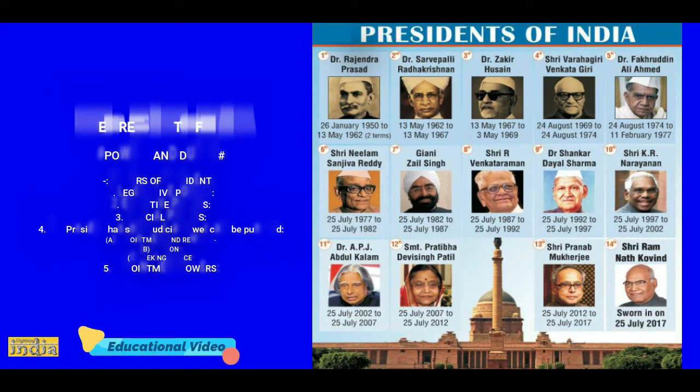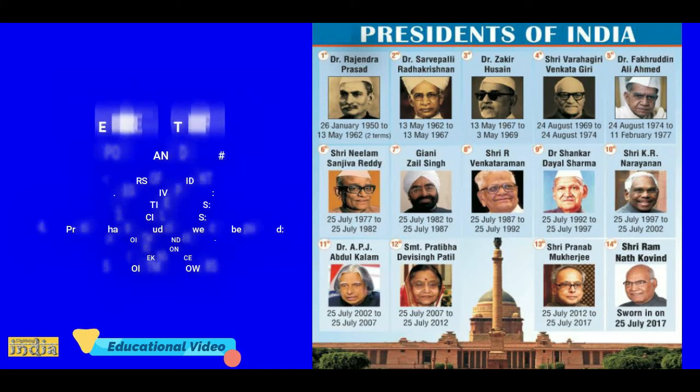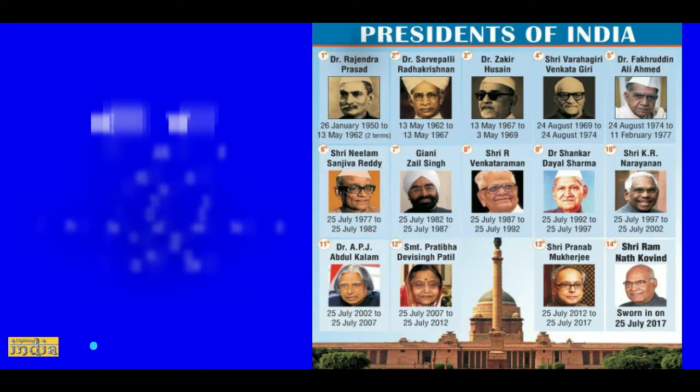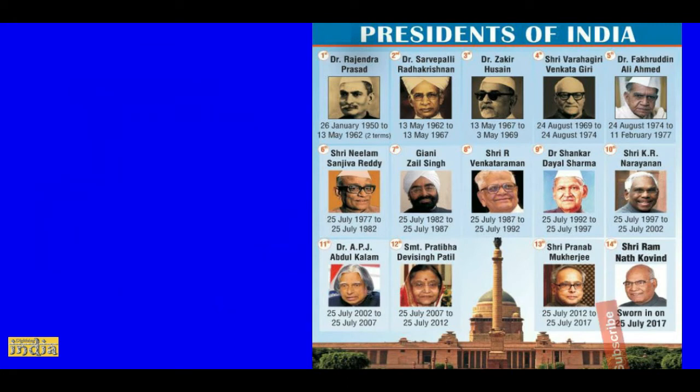The President of India is Supreme Commander-in-Chief of the Army, Navy, and the Air Force of the Union. He has the power to declare war. The President represents India in international affairs. He has the power to conclude treaties with foreign states.